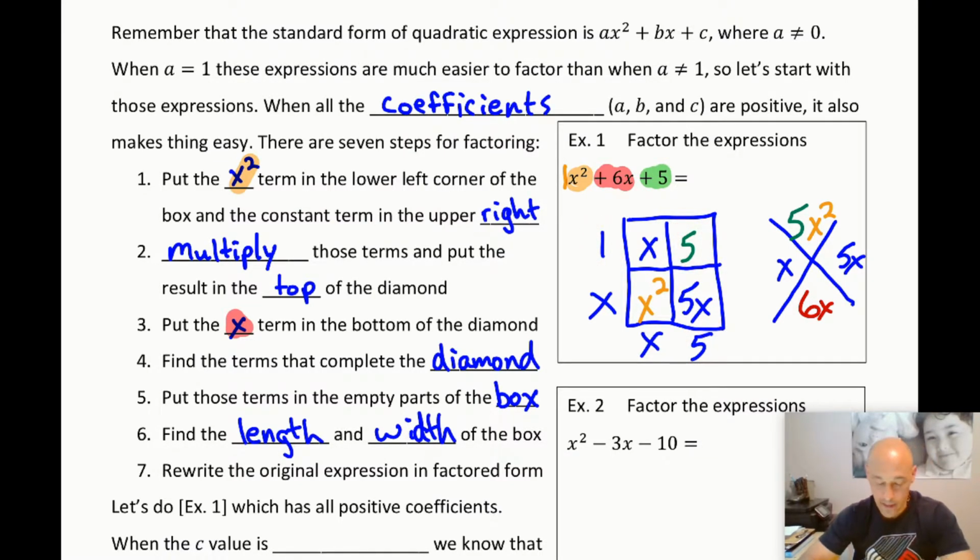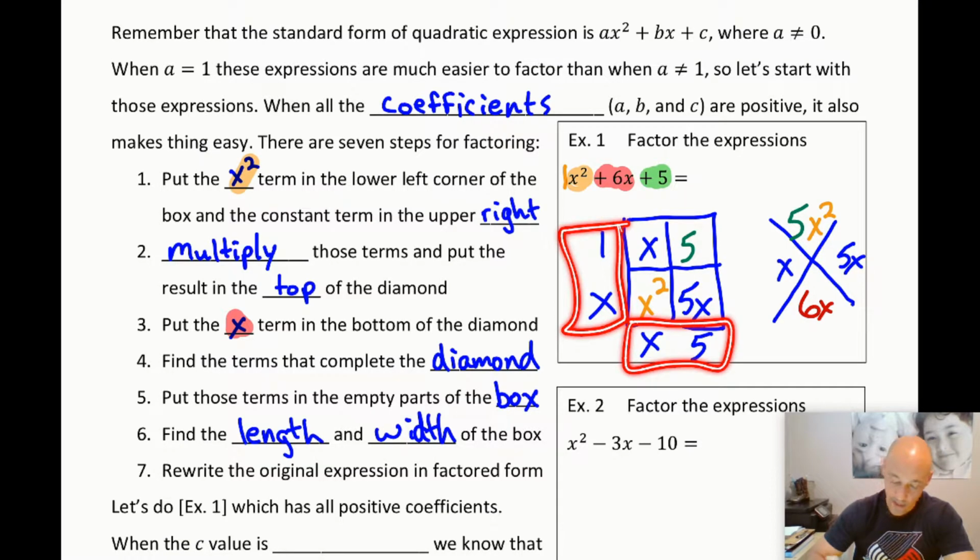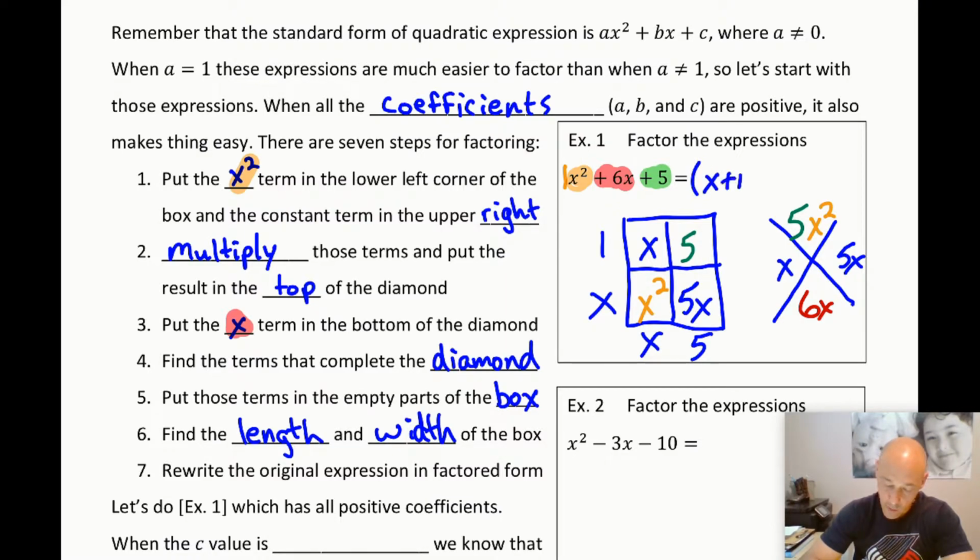Yes, great. And now we can do step 7, rewrite the original expression in factored form. So here's our original expression, and we're going to use the length and the width in parentheses. We read it as the quantity x plus 1, that comes from right here, it's plus 1 because 1 is positive, times the quantity x plus 5, because 5 is positive. And we have rewritten the original expression in factored form.